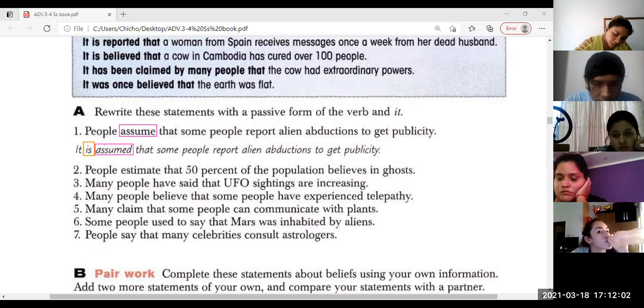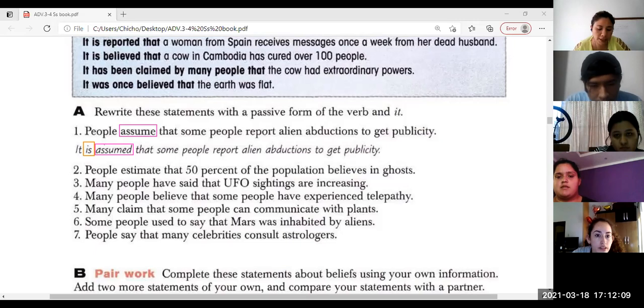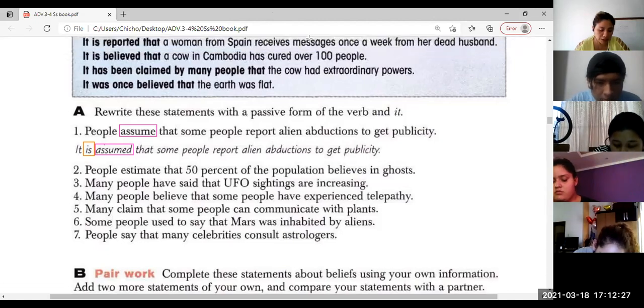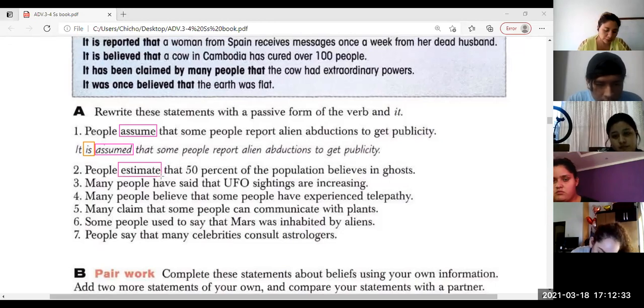So how can we pronounce this verb in the past participle form? How can we say this verb in the past participle form? Estimated. Estimated, okay? So don't forget that, the pronunciation is important. It is estimated, okay? So this is the verb estimate, and we can say it is estimated that 50% of the population believes in ghosts.